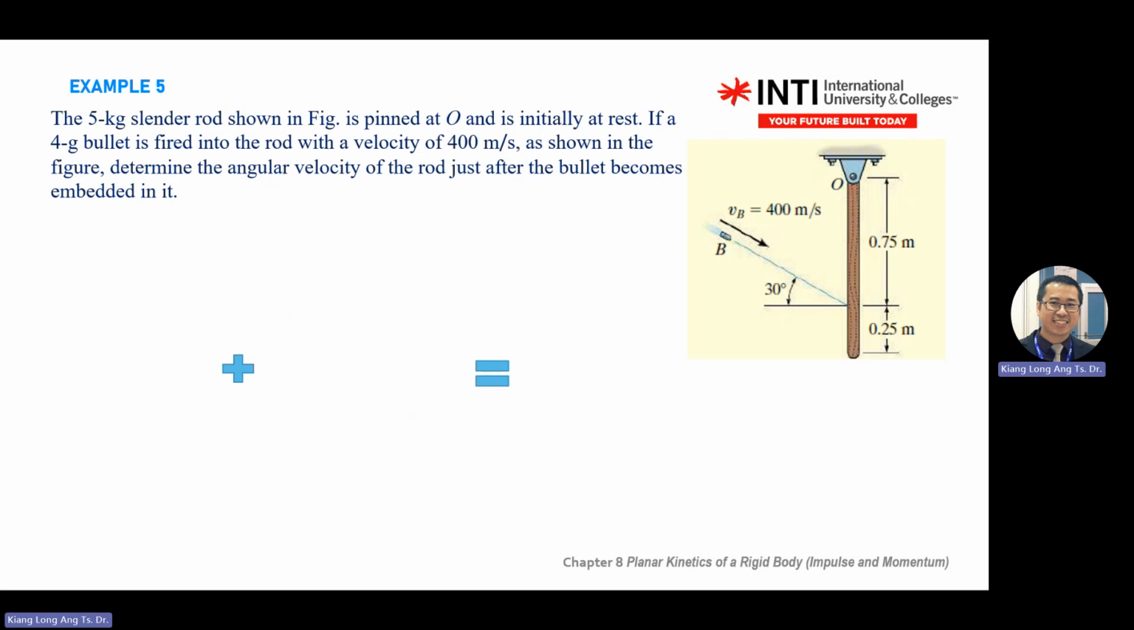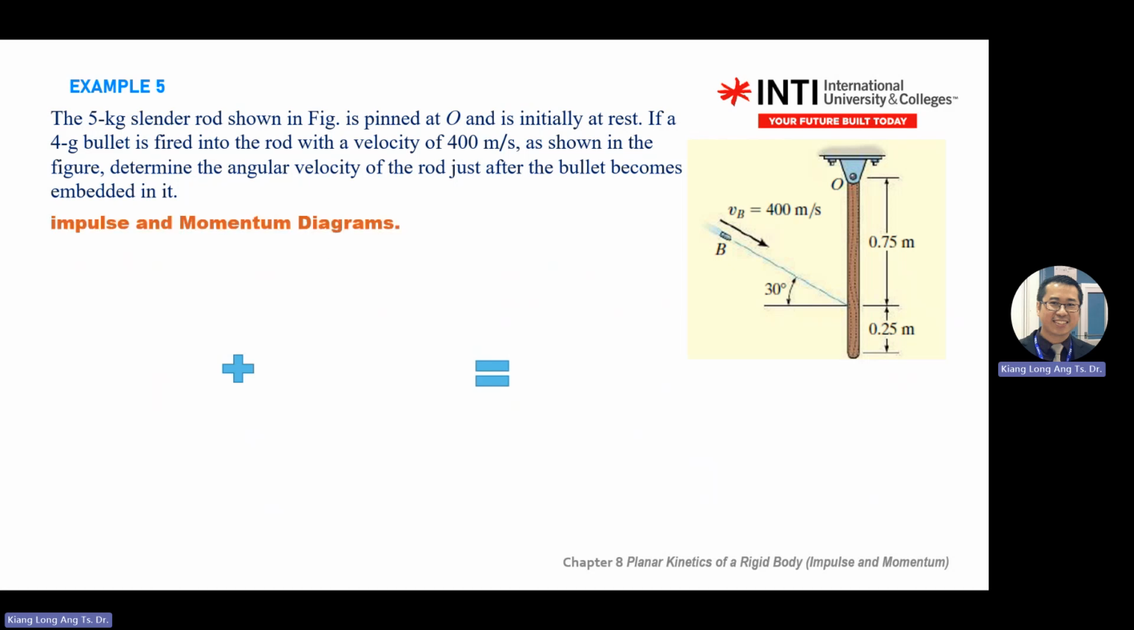Pin at O, so there's O point here, initially at rest, so omega 0, V 0, alpha 0. If a 4 gram bullet is fired into the rod and the velocity is given, determine the angular velocity of the rod just after the bullet becomes embedded, meaning it goes inside there. Embedded means the two masses join together already. So of course this gram is very, very small compared to the 5 kilogram. So this is to estimate the motion after you knock some object and then they go together.